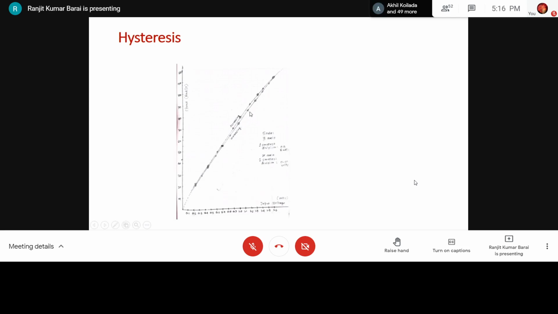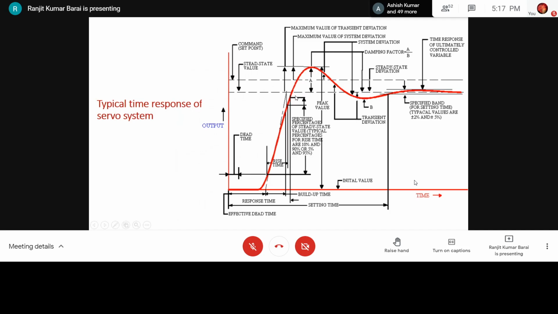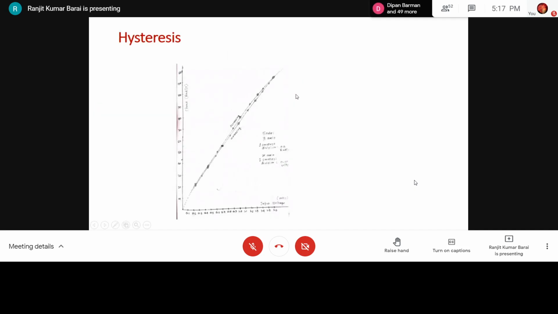I think some of you have opted for this special paper, nonlinear and optimal control. So see, this is a good demonstration of nonlinearity present in a DC servo motor. So remember, hysteresis is a very hard nonlinearity. There are two types of nonlinearity, hard and soft. Hard nonlinearities are very difficult to overcome using control action. There are different types of controls that are employed to overcome nonlinearity. So this is a hard nonlinearity.